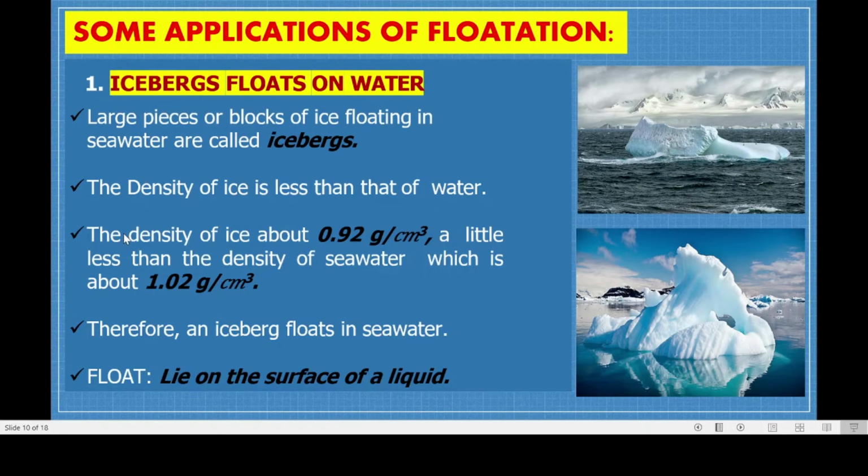You know that the density of ice is about 0.92 gram per cubic centimeter, a little less than the density of seawater, which is about 1.02 gram per cubic centimeter. So therefore an iceberg floats in water. What is the meaning of the word float? It lies on the surface of the liquid.